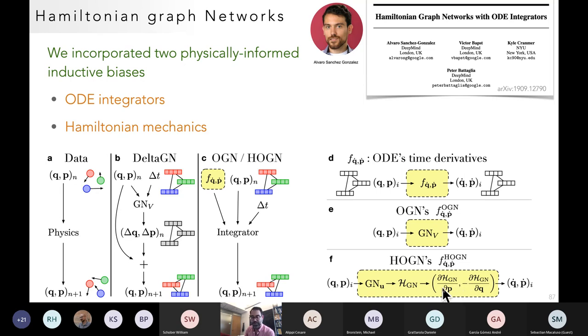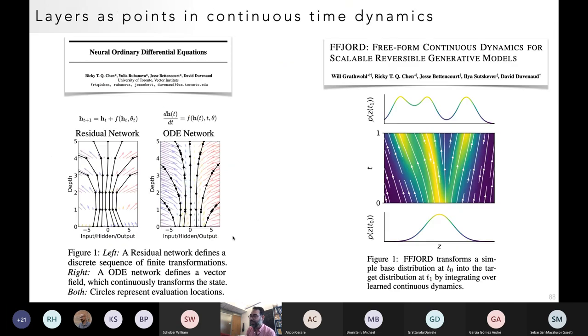Once you know that, you can use automatic differentiation to differentiate that thing with respect to position and momenta, and that will predict the time evolution of the features on the nodes of the graph. Then the integrator will use that and evolve the system forward.